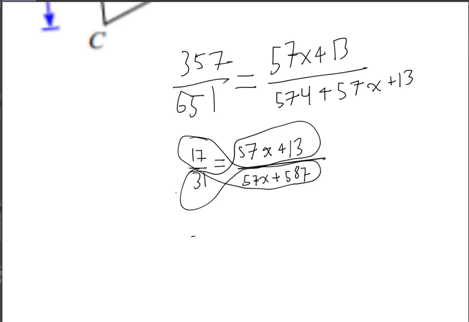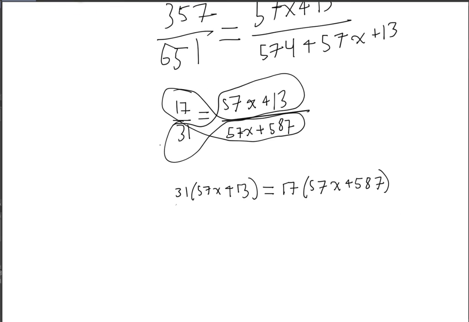So I now get a 31 times 57x plus 13, right? I cross multiply those two, is equal to 17 times 57x plus 587. All right, so you have those two now.